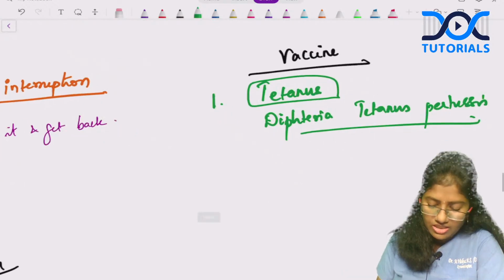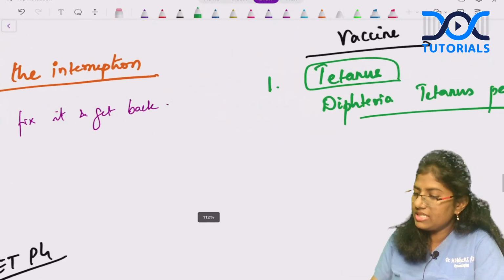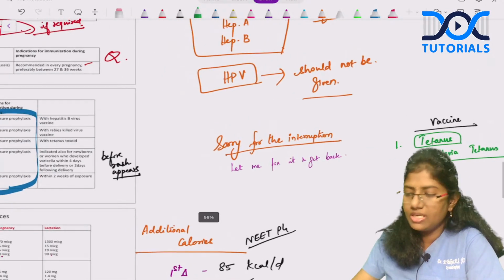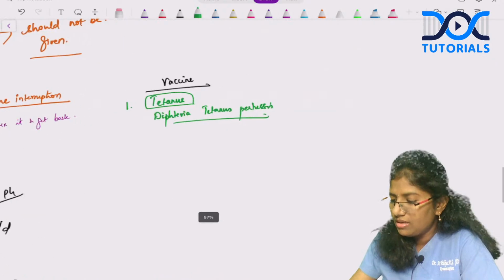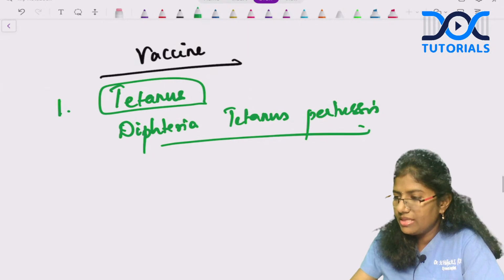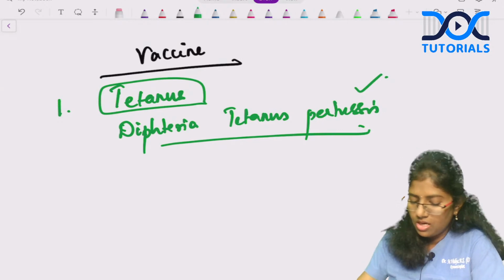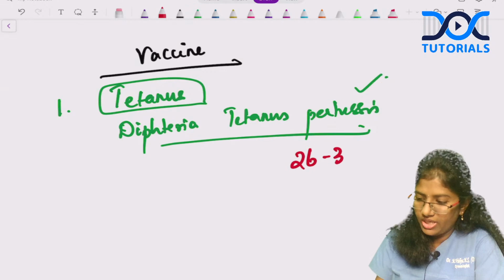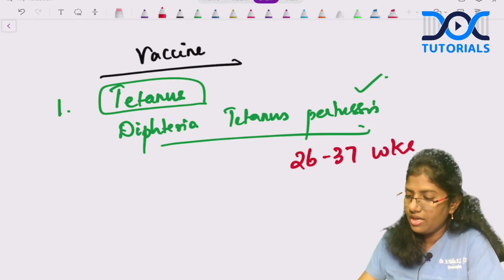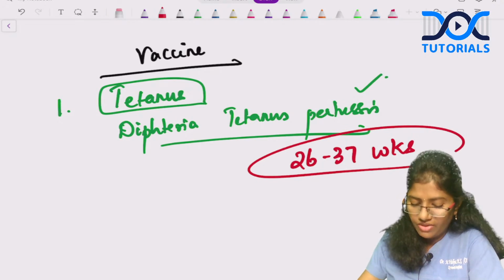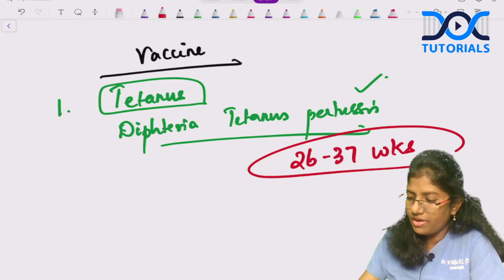Tell me, what is the ideal gestational age to administer this vaccine during pregnancy? Come on, tell me, when should we ideally administer this toxoid during pregnancy? Yes, between 26 and 37 weeks, in the second trimester or in the third trimester. Between 26 and 37 weeks we should administer one dose of toxoid.